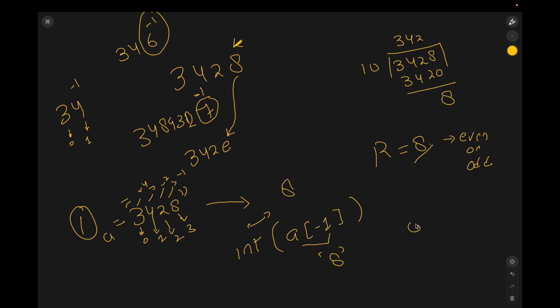How to check whether a number is even or odd? I will say 8 modulus 2. If it is equal to 0, I will say it is an even number. Else, I will say it is an odd number.